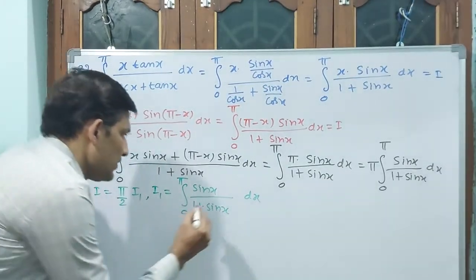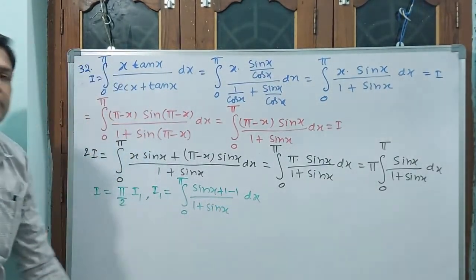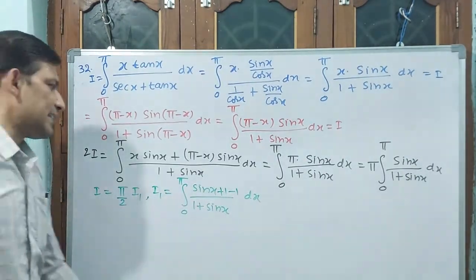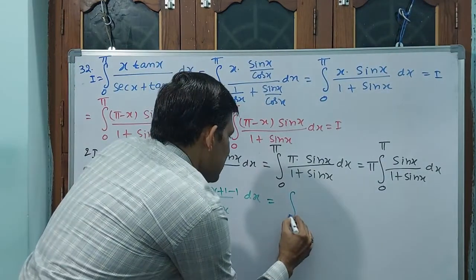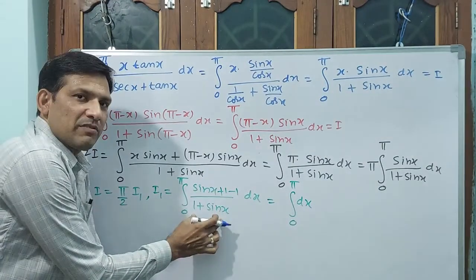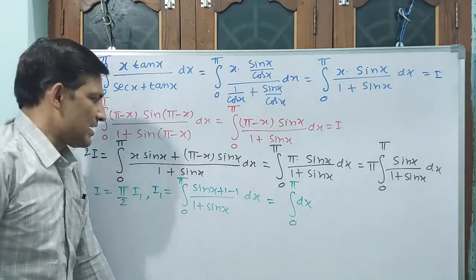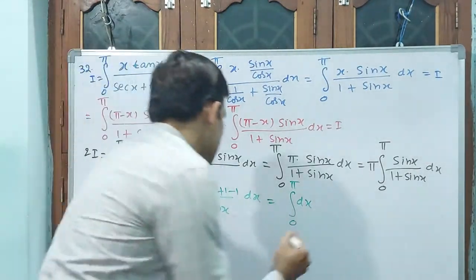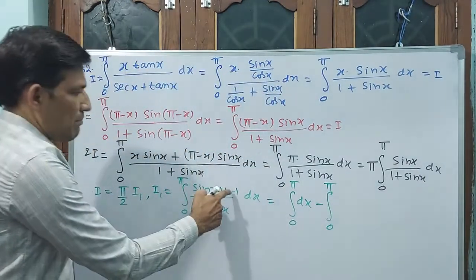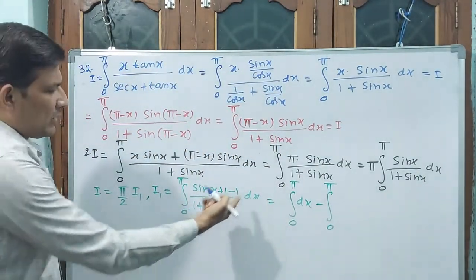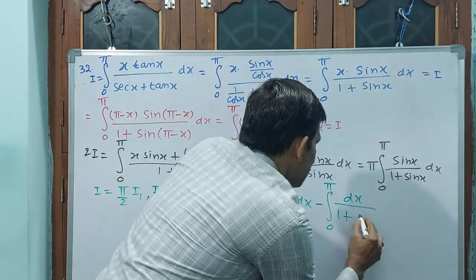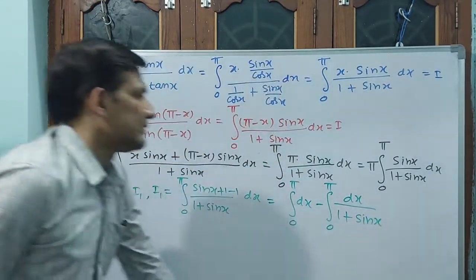Now how am I converting this? Technique: plus 1 minus 1. Sin x plus 1 by 1 plus sin x, integral dx. Like that you change it again. Integral from 0 to pi dx, because sin x plus 1 by sin x plus 1 integral dx, the 1 you need not write, minus 1 by 1 plus sin x you have to write. Minus integral from 0 to pi of dx by 1 plus sin x. Okay?